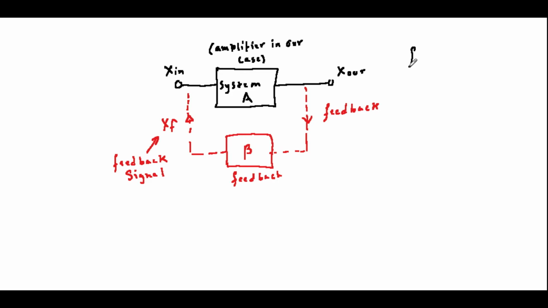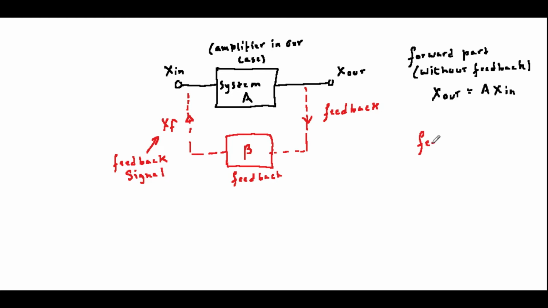Now, beta in the diagram is how much of the output is fed back to the input. So if beta were equal to a tenth or 0.1 for example, then 1/10 of the output would be fed back to the input. For example, if the output were 10 volts and beta were a tenth, then XF would be 1 volt. In other words, XF is equal to beta times X out.